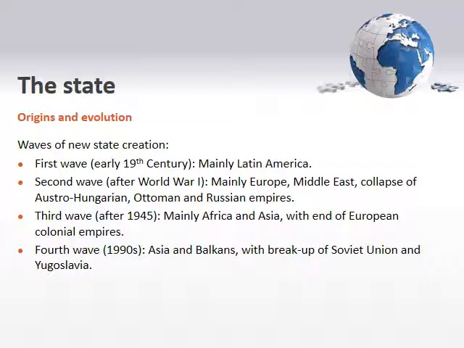Second wave being after World War I. The map that resulted after World War I is largely recognizable today. Before that, we had larger empires, the Austro-Hungarian Empire, the Ottoman Empire, the Russian Empire, and today's map much more closely mirrors what we saw in the aftermath of World War I. So there's a large number of states that were created there.